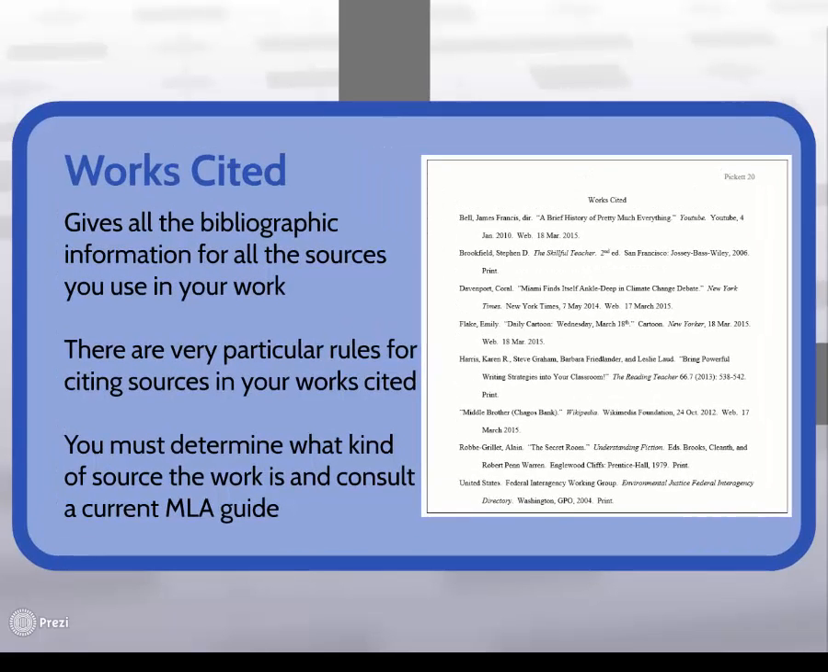So we talked about in-text citations, and now we need to talk about works cited. The works cited is where you give all the bibliographic information for every work that you've used in your actual text. So the thing I want to emphasize here is that if you have an in-text citation from a source, you must have a bibliographic entry in your works cited for that source, and vice versa. You don't want to have sources in your works cited that you don't actually use in your paper.